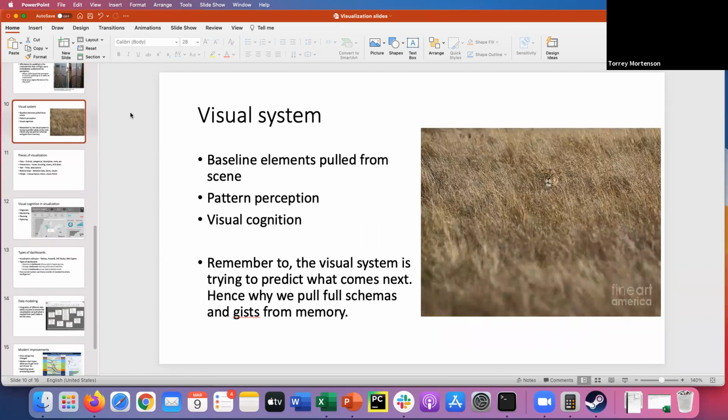Okay, so going to the visual system. This is the process that goes chronologically. Your baseline elements are pulled from a scene. So this is you taking raw data and data tabling it, right? We're looking at doing that initial first cut of what is going on and what the circumstances of the situation are. Pattern perception comes next, and then visual cognition.